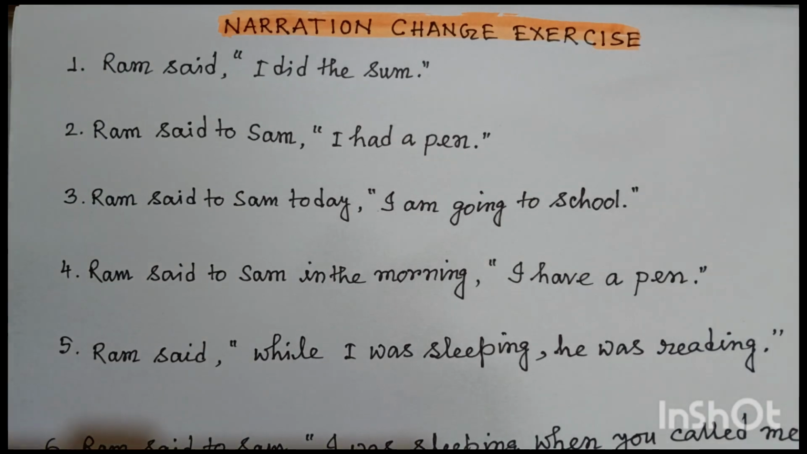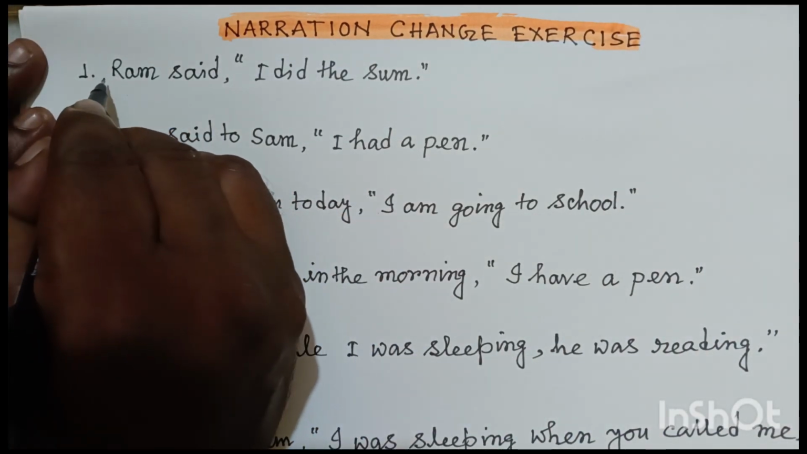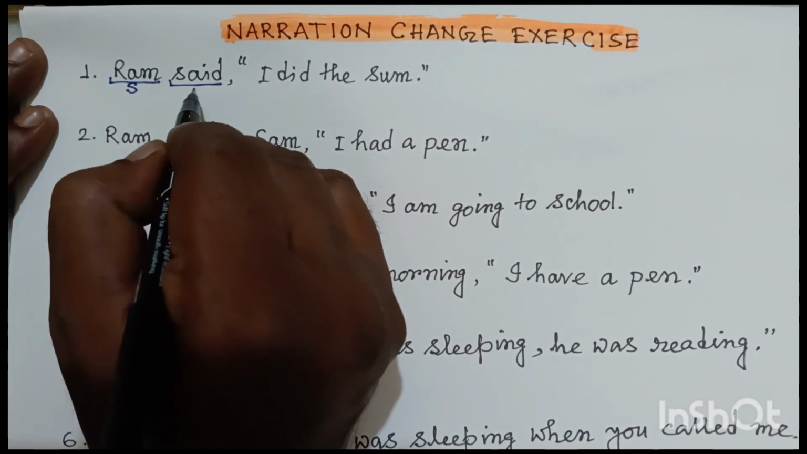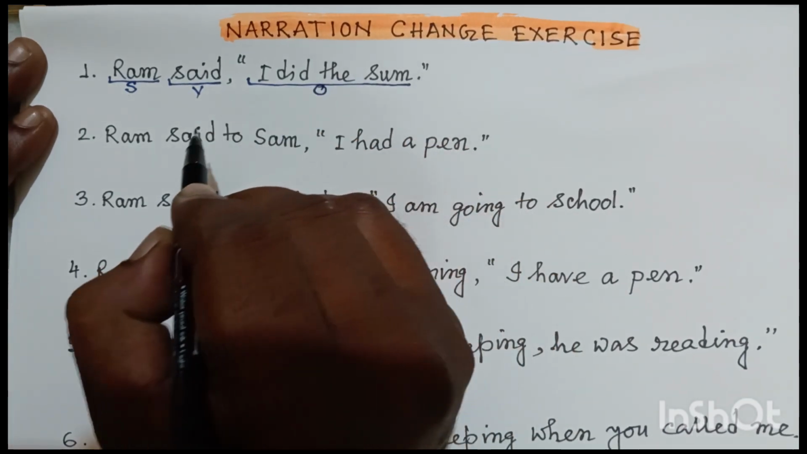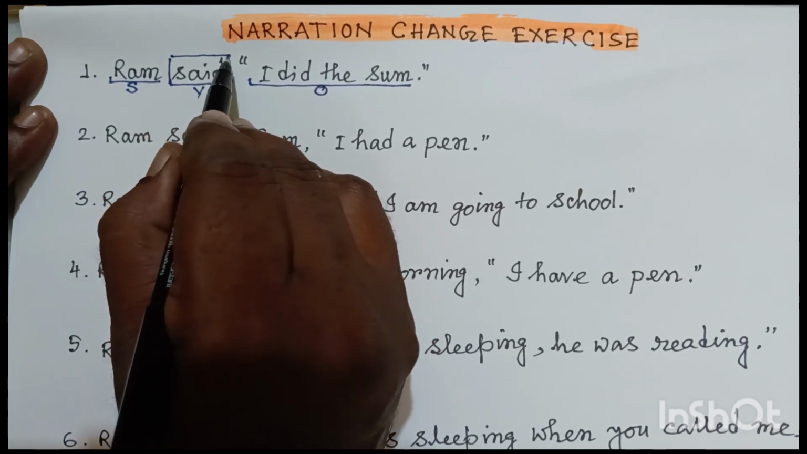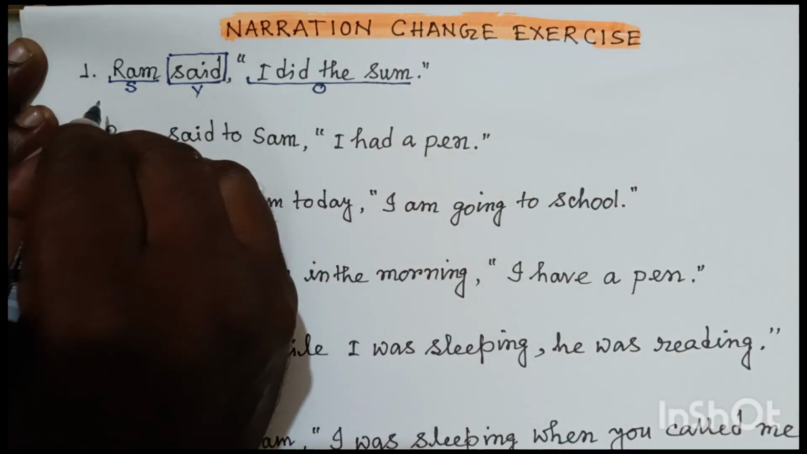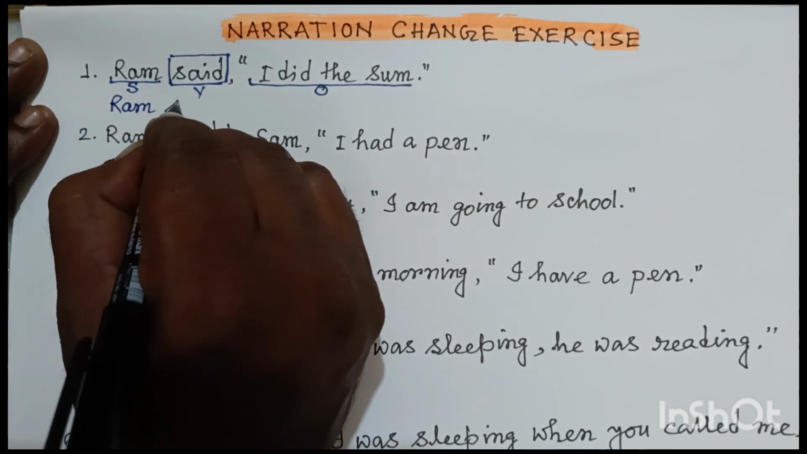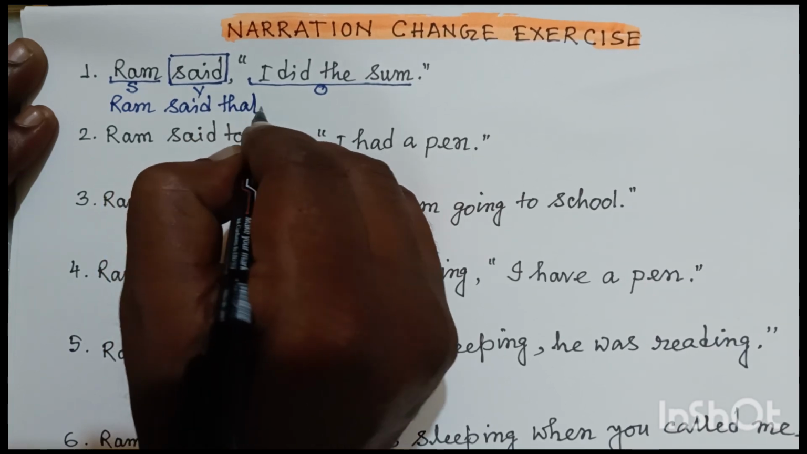This is the first one. Ram said, I did the sum. Here, this is the subject, this is the reporting verb, and the entire clause is the object. It means the verb said is a monotransitive verb, so we do not need to write down told. We write down said. So the answer will be Ram said. As it is an assertive sentence, we have to use the conjunction that.